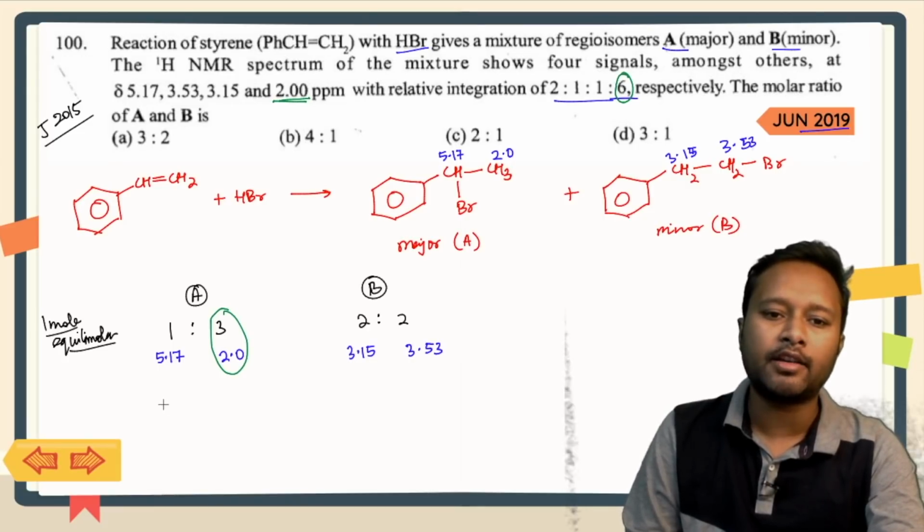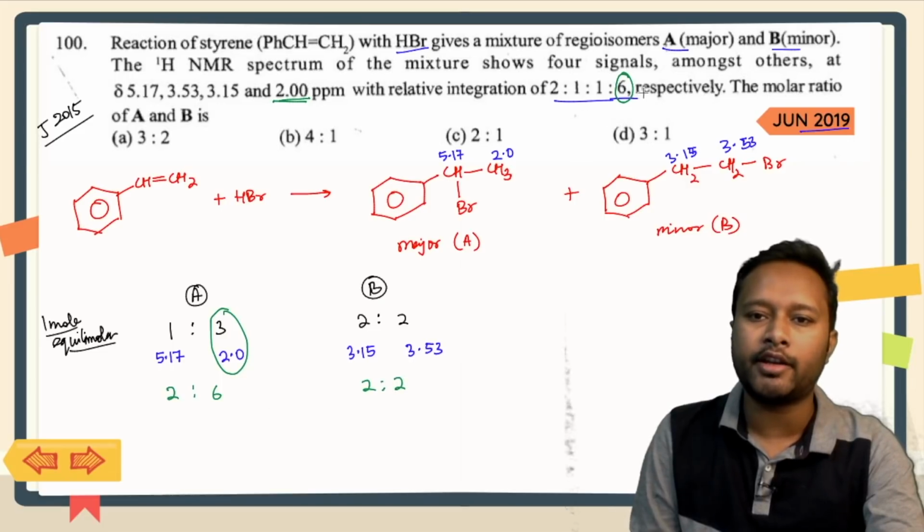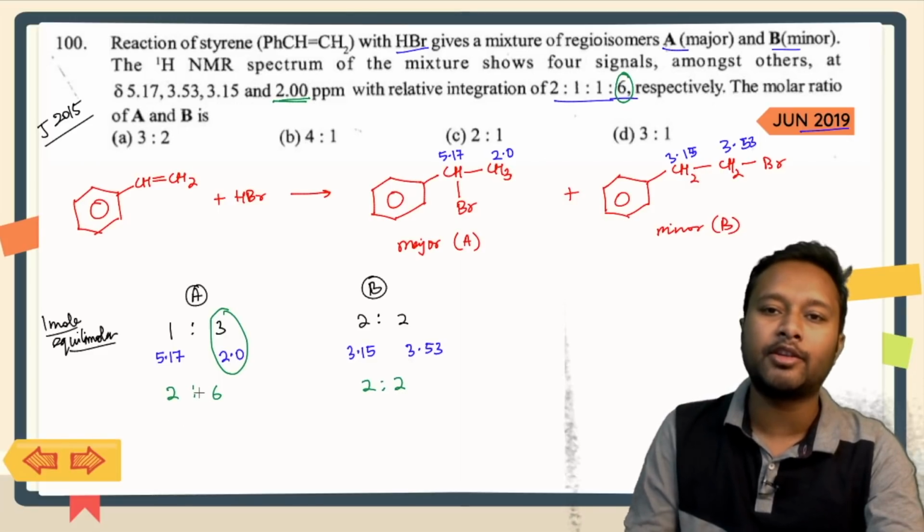So if you do that, what you are going to get is, if I just multiply this ratio, it becomes 2 is to 6, okay, that's what I got, and here it remains 2 is to 2. Did I get the required integration? Although I got 2 and 6, here it is 1 and 1, so I have to make this twice of that, okay.